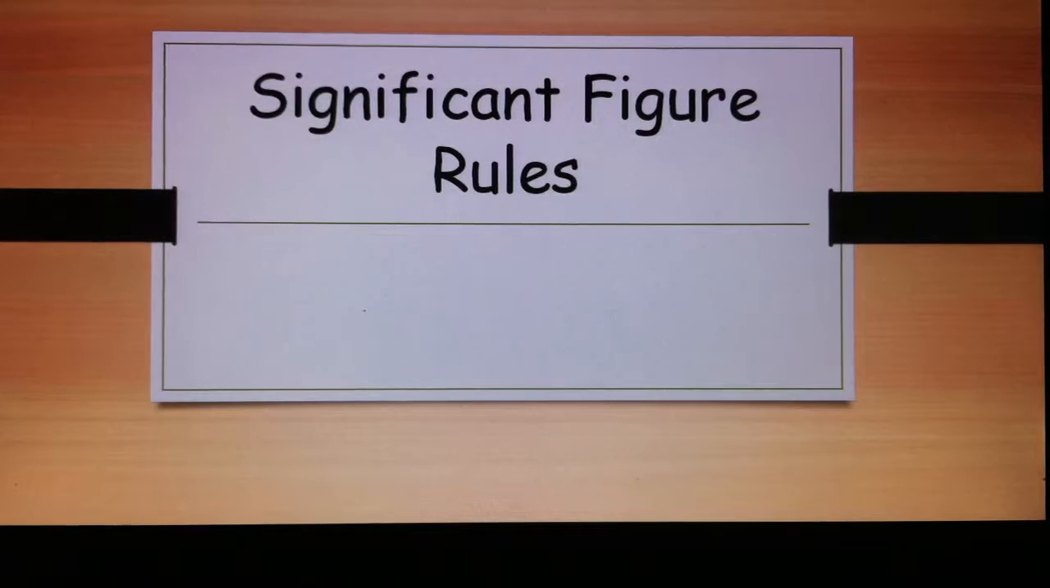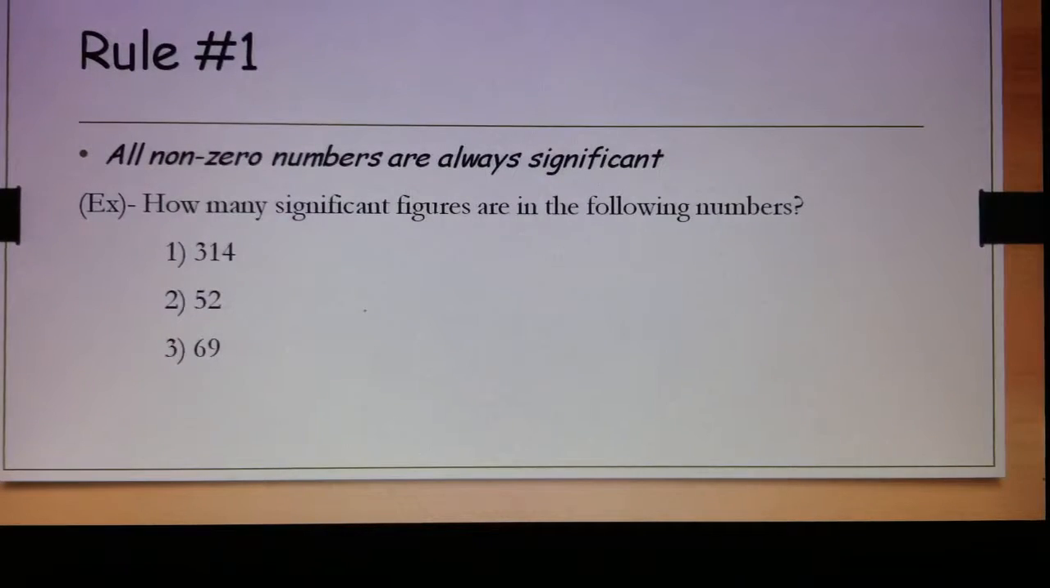Okay, guys, significant figures and the rules. I'm going to teach you how to use them and what they mean. So rule number one: all non-zero numbers are always significant, which means that any number that isn't zero is significant. So 1 through 9, basically.